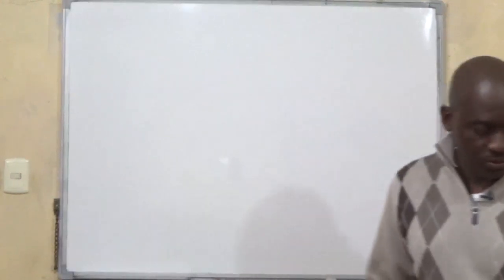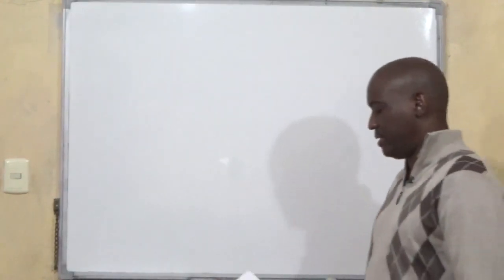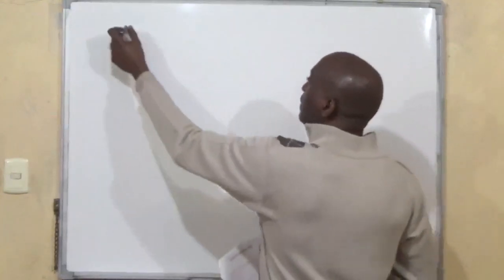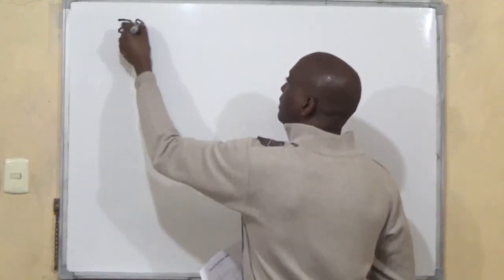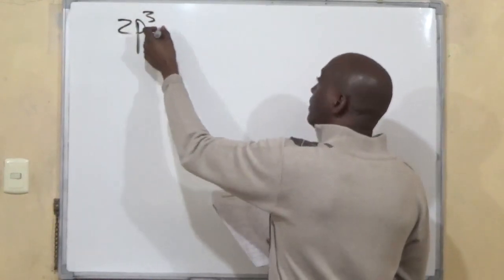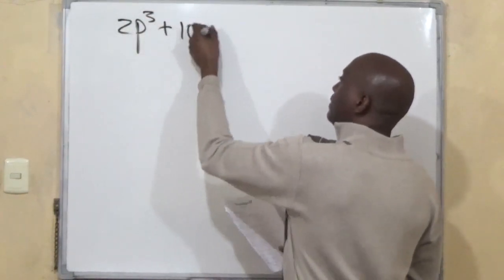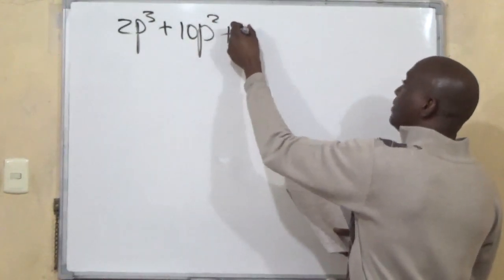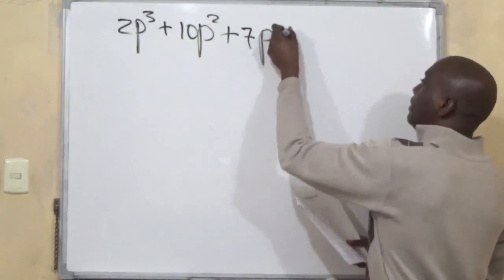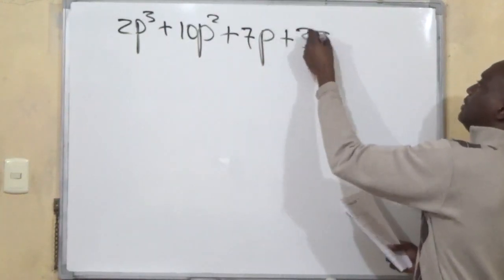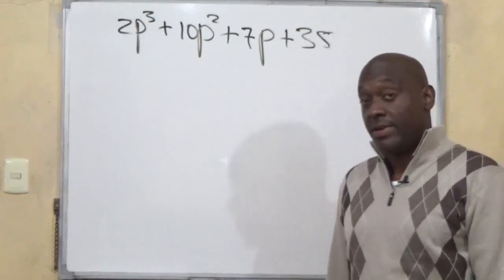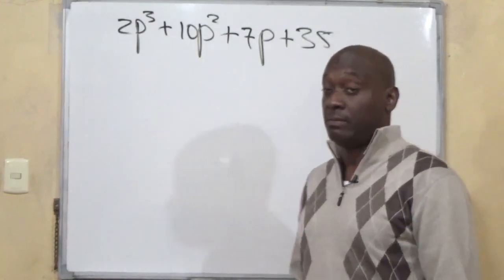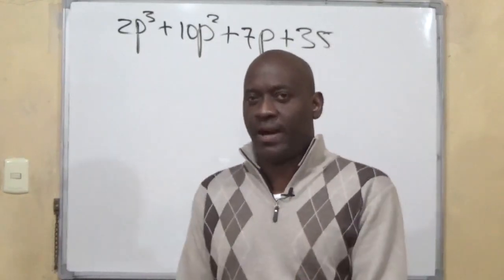Alright, so we have our examples as always. First example, if you had to factorize 2p cubed plus 10p squared plus 7p plus 35. If you had to factorize that, one look at this, you're looking for a common factor along the lines of what we have done so far.